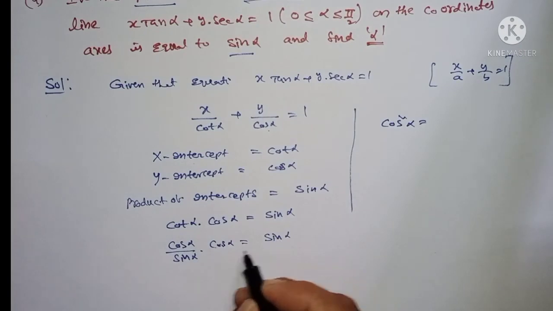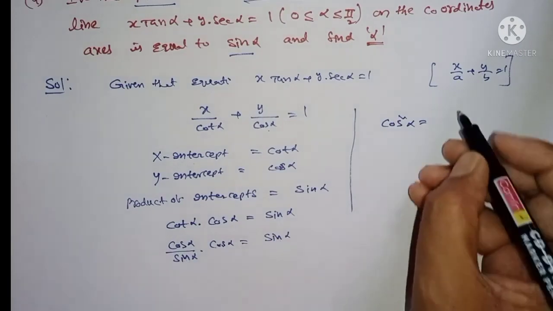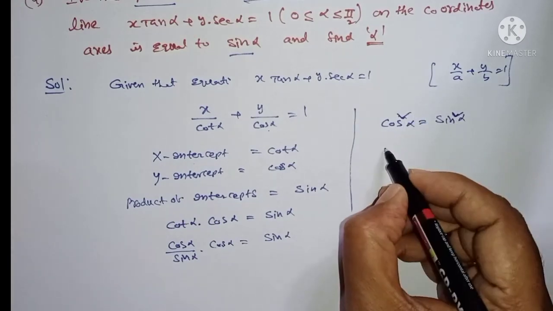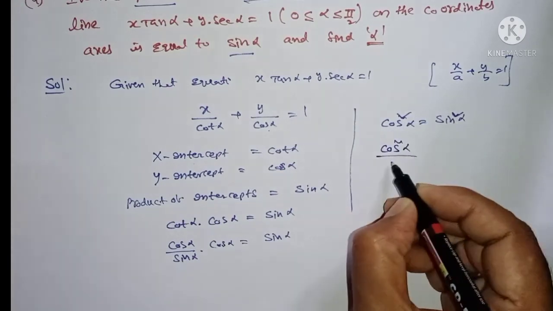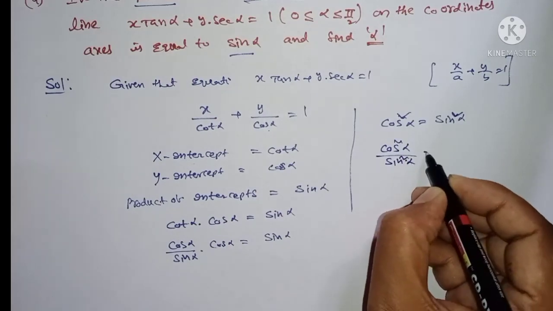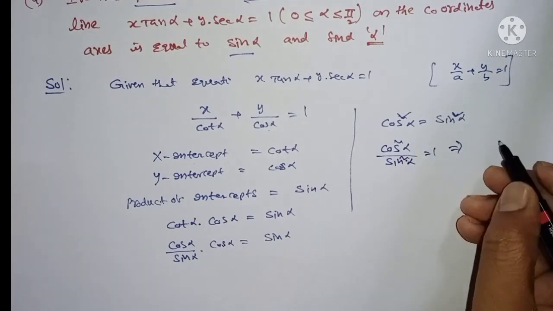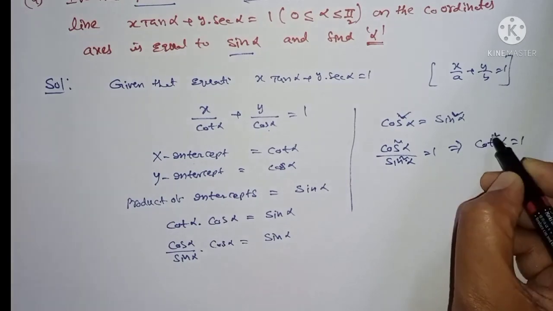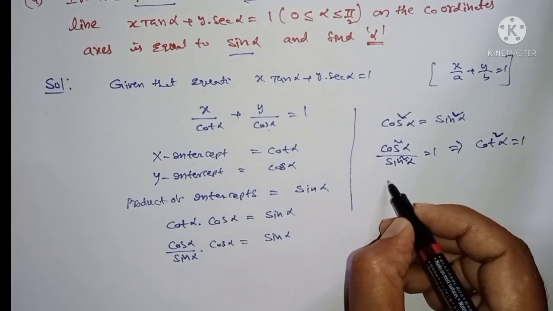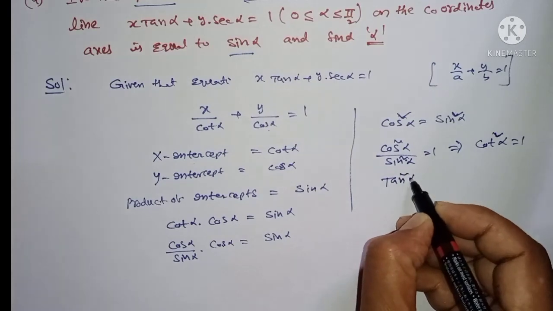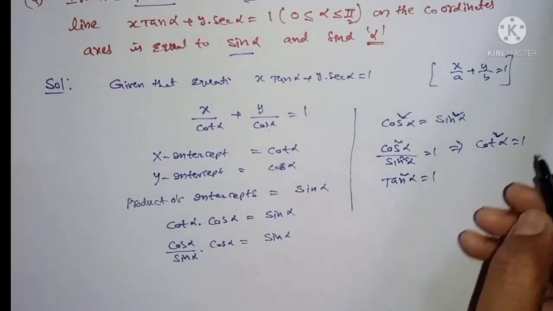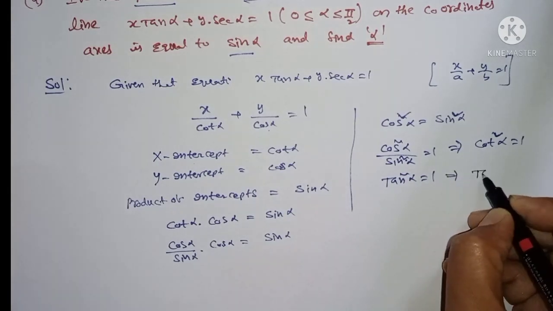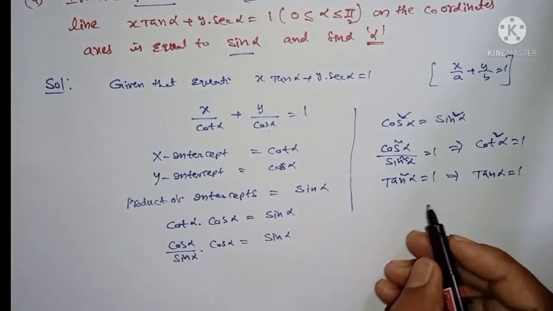I can do cross multiplication. What happens, that is sin alpha into sin alpha is equal to sin square alpha, or I can write here cos square alpha by sin square alpha is equal to 1, or this is cot square alpha is equal to 1, or I can write here 1 by tan square alpha, also the same, tan square alpha is equal to 1, because the reciprocal of 1 is also 1. Therefore, you can write here tan alpha is equal to 1.